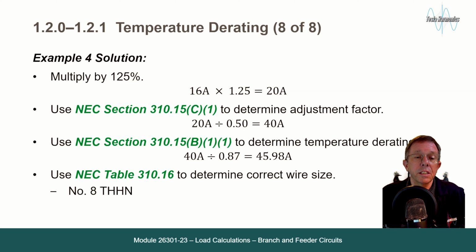Use NEC section 310.15(B)(1) to determine temperature derating. 40 amps divided by 0.87 equals 45.98 amps. Use NEC Table 310.16 to determine the correct wire size, which will be number 8 THHN.